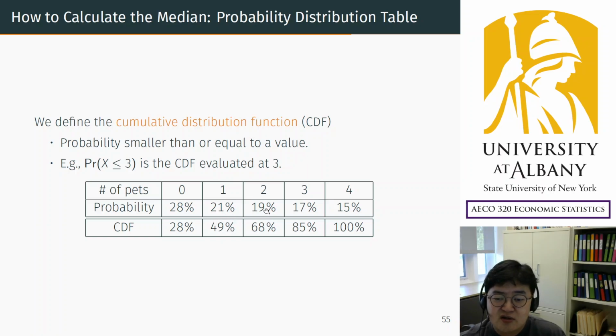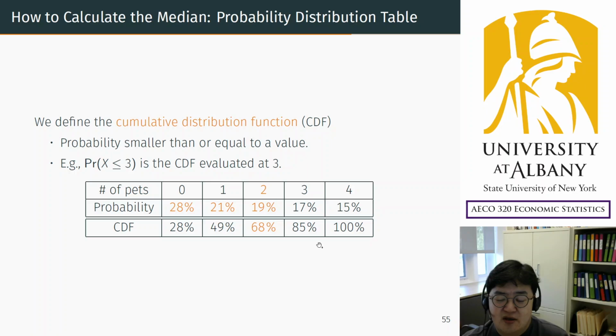Including those two makes 49%. And then at 2, I'm going to accumulate three probabilities: 28 plus 21 plus 19 is the probability of households having 2 or fewer pets, these three categories. Likewise, you just literally add up the probabilities like this. In the end, at the largest category, the cumulative probability is 100% because it includes all the categories. So the last row is the cumulative distribution function. For example, if the input to this function is 3, then it returns the probability summing these four numbers, which is 85%.